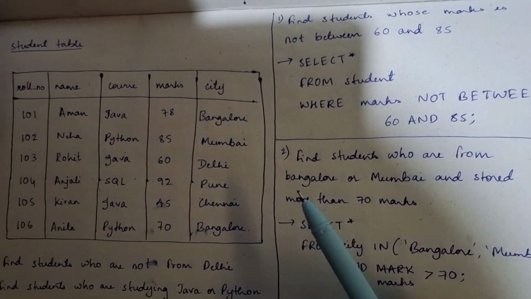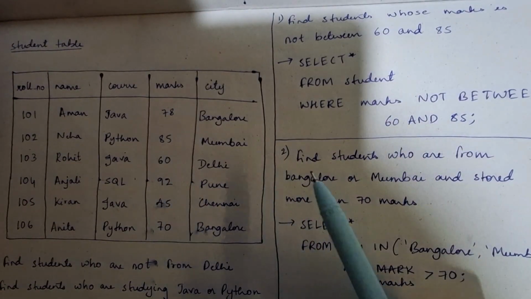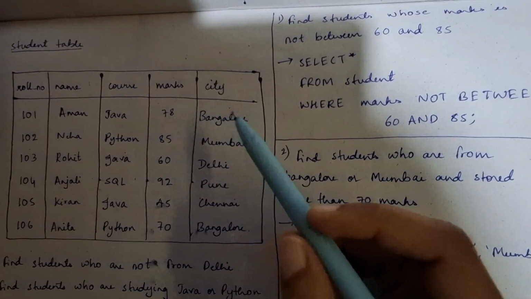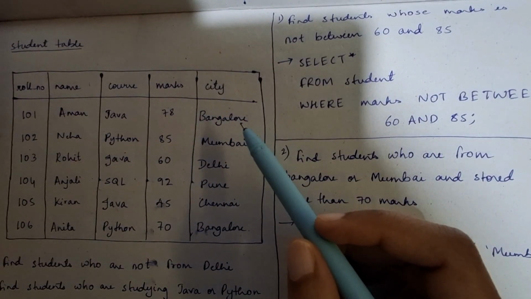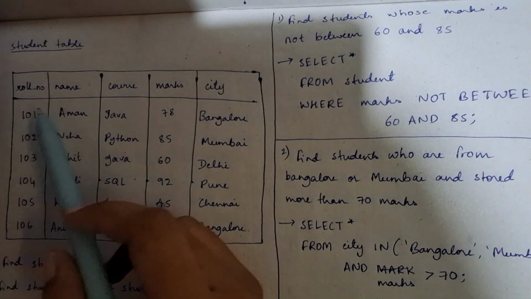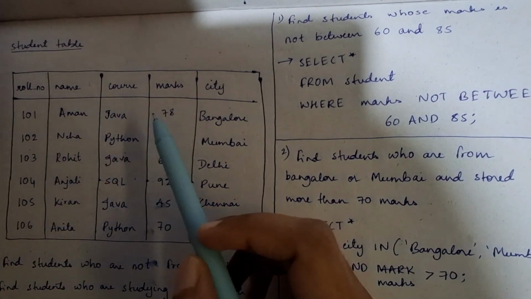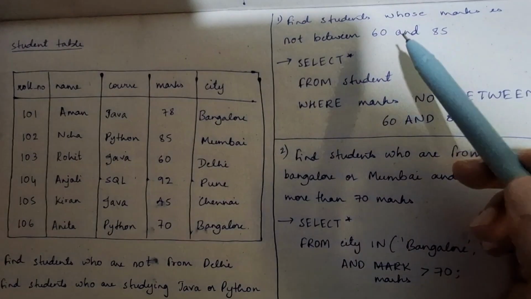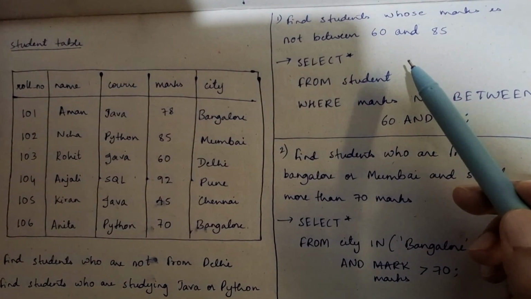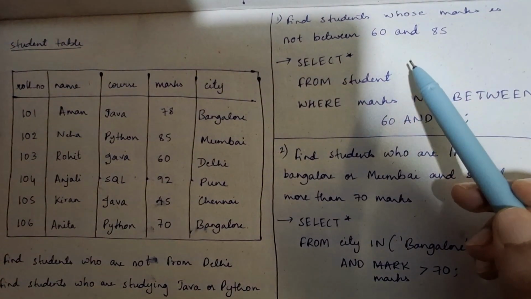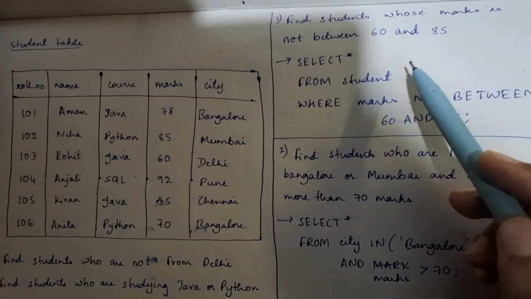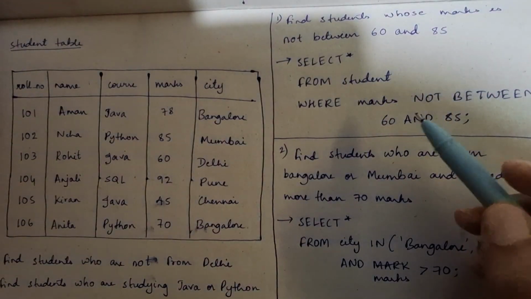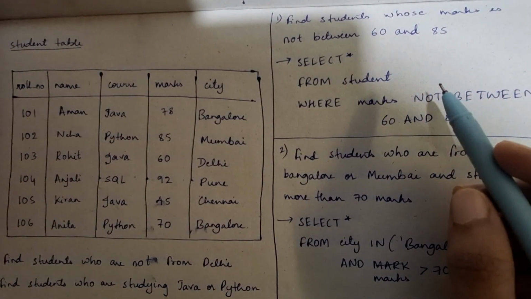Now let us see another set of queries with a different table. This time we are using student table. It has 5 columns, that is roll number, name, course, marks and city. First question is find students whose marks is not between 60 and 85. This means we have to display those students who scored less than 60 or greater than 85.